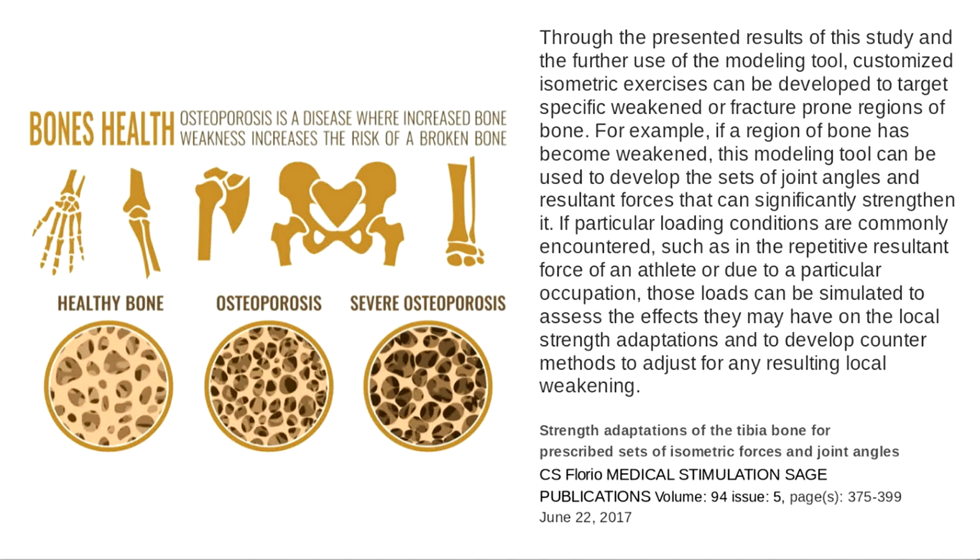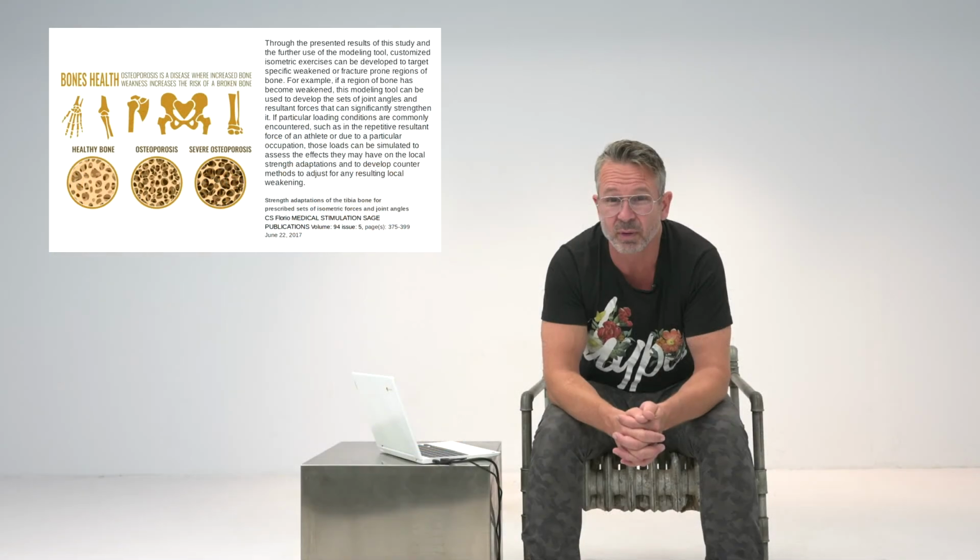In particular, loading conditions commonly encountered, such as the repetitive resultant forces of an athlete or due to particular occupations, those loads can be simulated to assess the effects they may have on the local strength adaptations and to develop counter methods to adjust for any resulting local weakness. So what does that mean? That means I can strategically grow bone and create isometric-based exercises to target bone throughout your body.